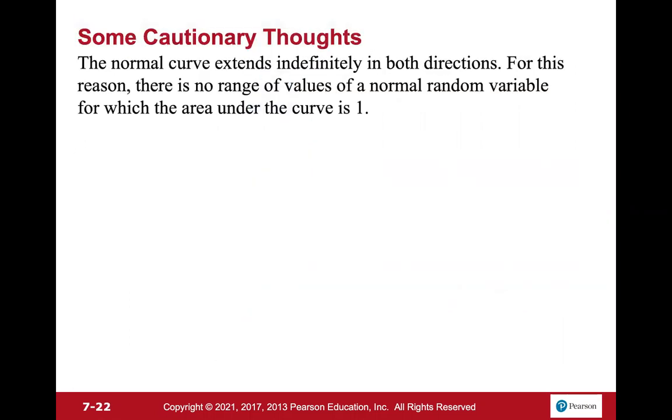Some cautionary thoughts. The normal curve extends indefinitely in both directions. So there is no range of values of a normal random variable for which the area under the normal curve is 1. So even though I'm drawing graphs like this, we know that these extend to infinity on both ends. And that's all they're saying here.